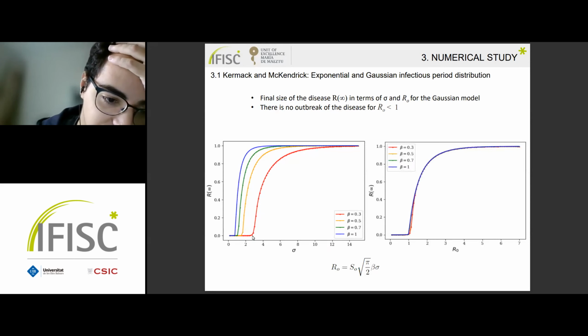And this threshold turns out to be unique when the x-axis is reformulated to the reproduction number. So in this case, for all betas, all the curves collapse, and we have this figure here. What is this telling us?